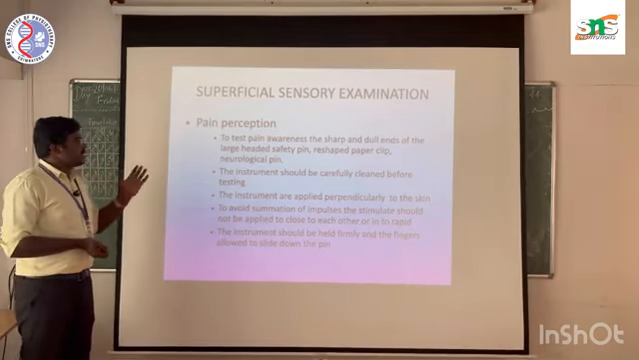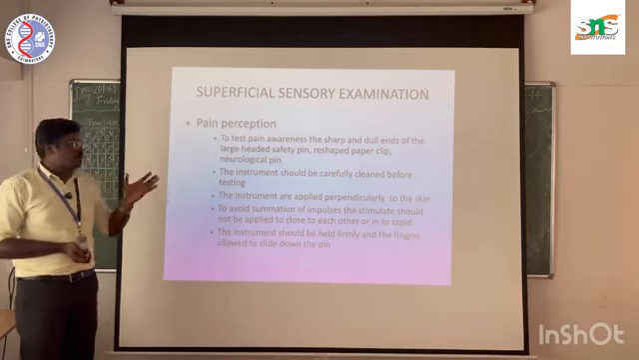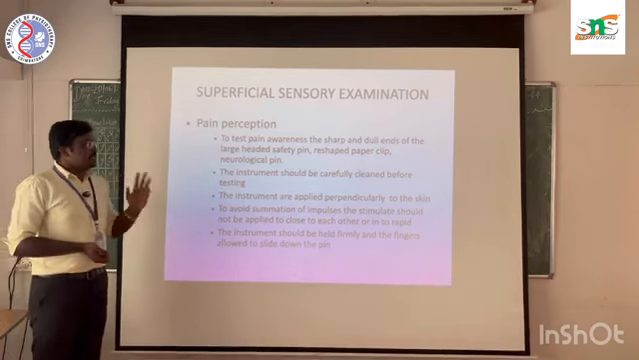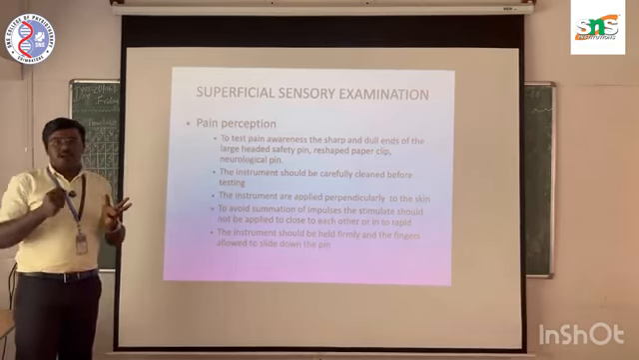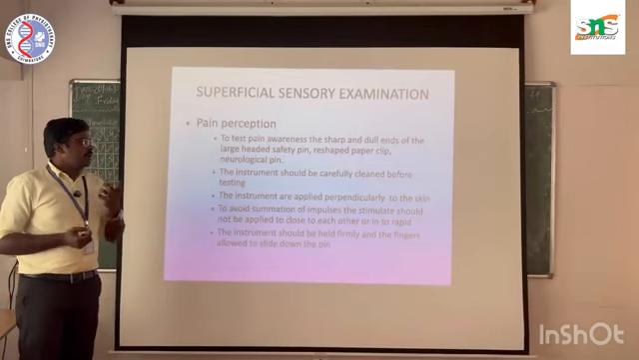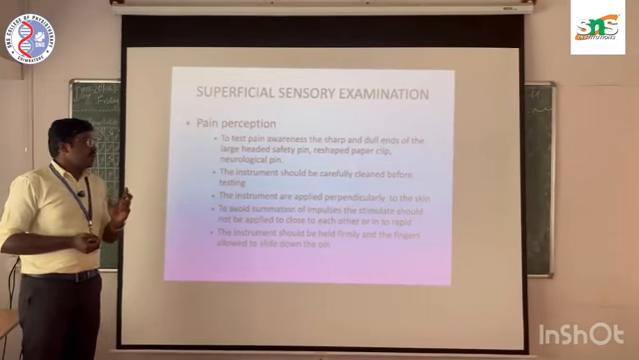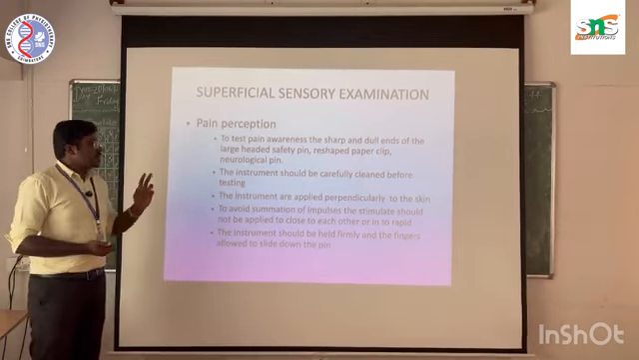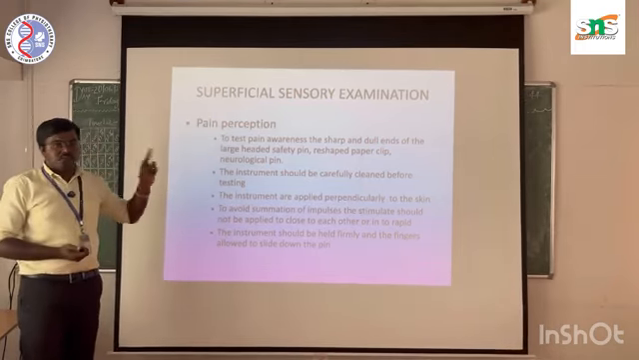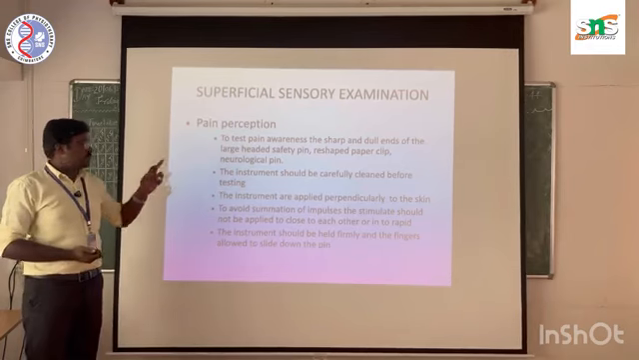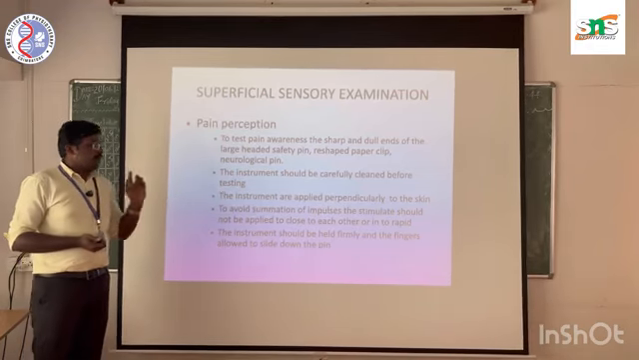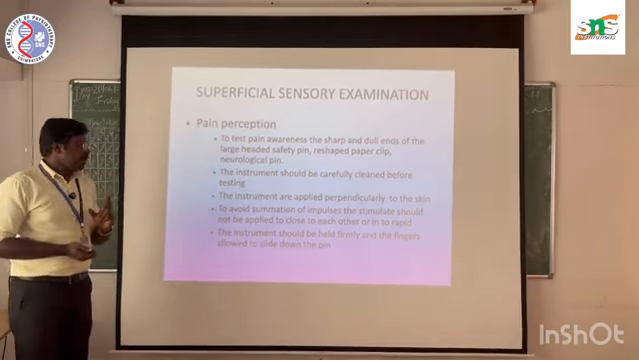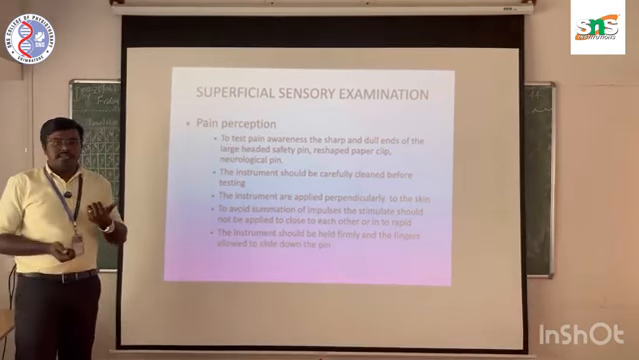First we assess pain perception. To test pain awareness, use the sharp or dull end of a large headed safety pin, a reshaped paper clip or a neurological pin. These are the materials we can use to assess pain perception, and the instrument should be cleaned before the testing.